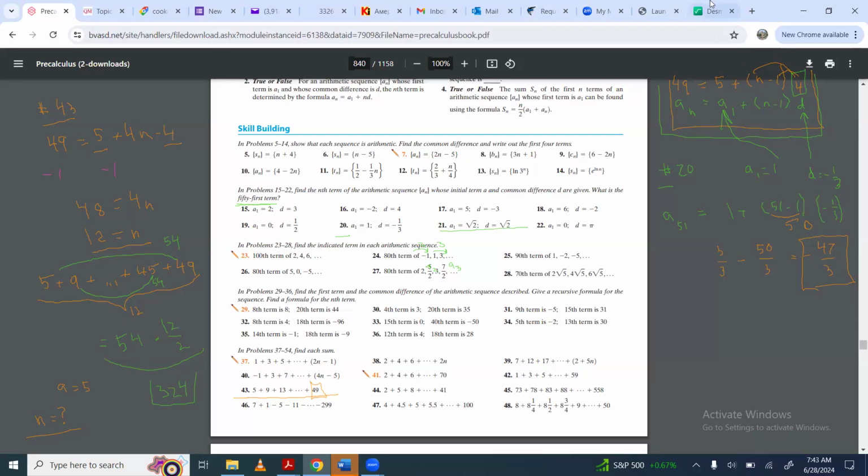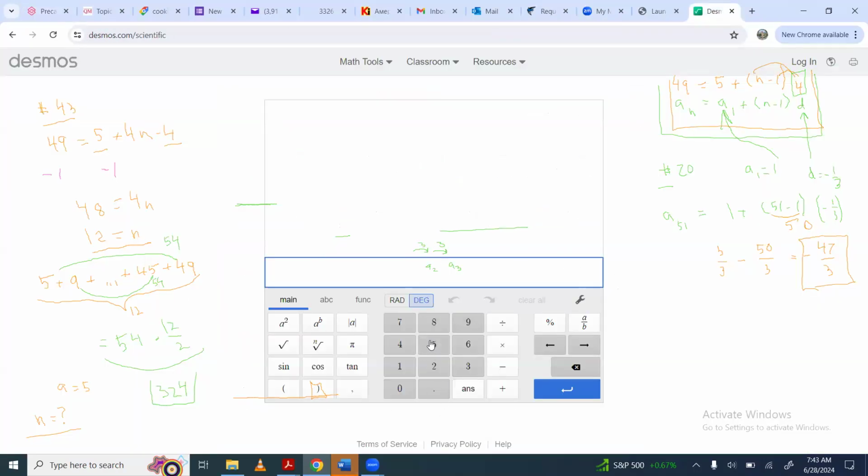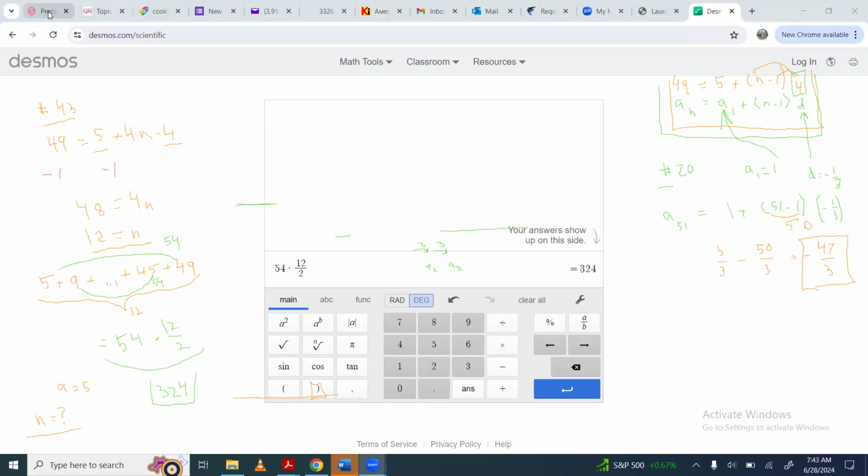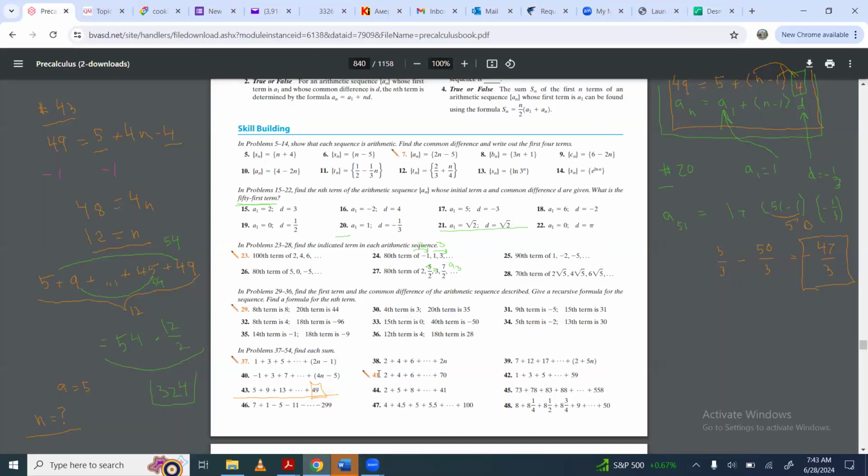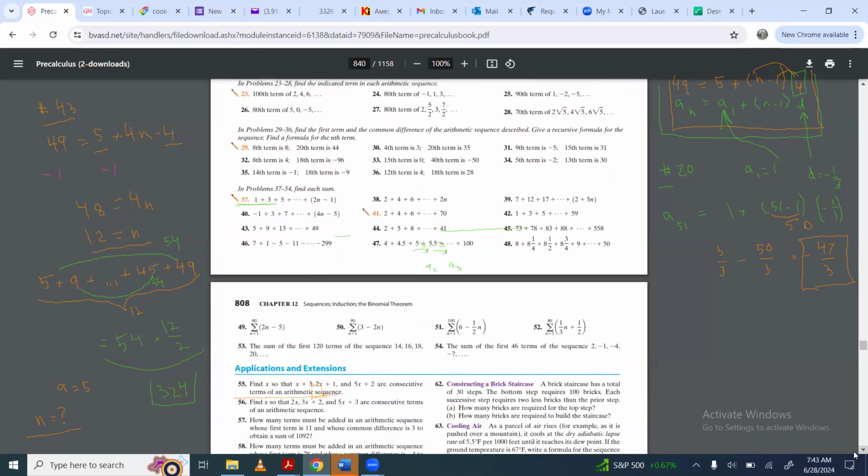So anyways, what do I multiply? 54 by 12 over 2. 54 times 12 divided by 2. Or you can times 6, same thing. You get the answer. Double check. So it's 324. So it looks like there's another little set of questions that says, okay, add a few numbers, use first and last, and then see how many pairs, and that's it. So that's pretty much all this section has.